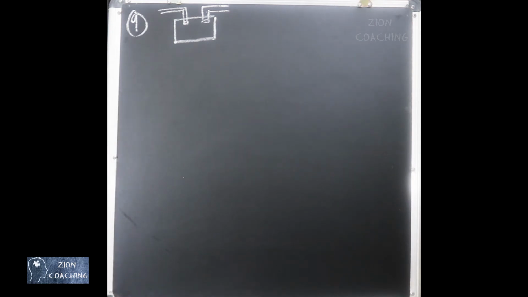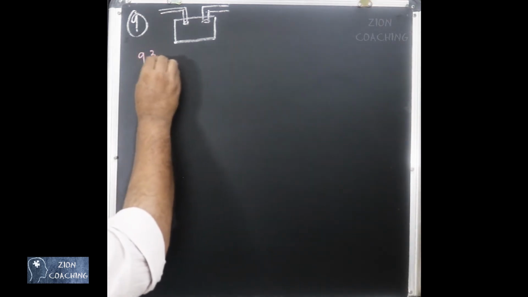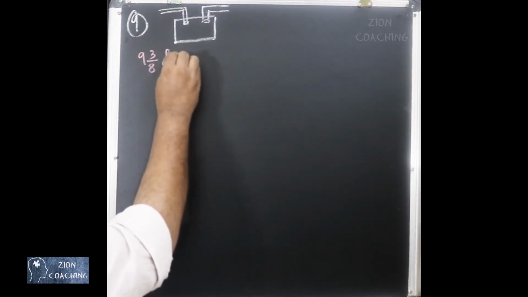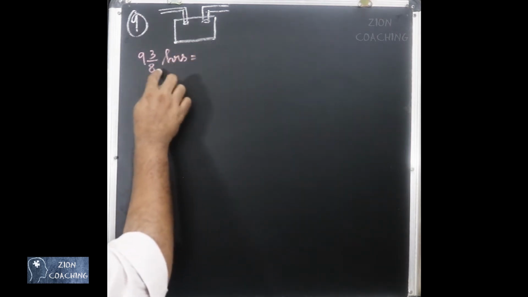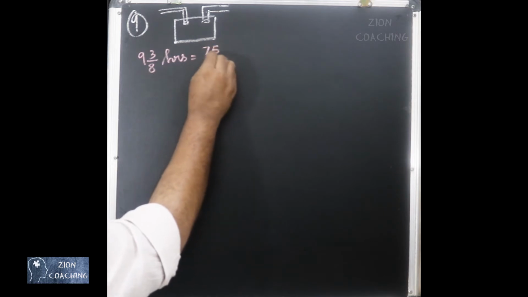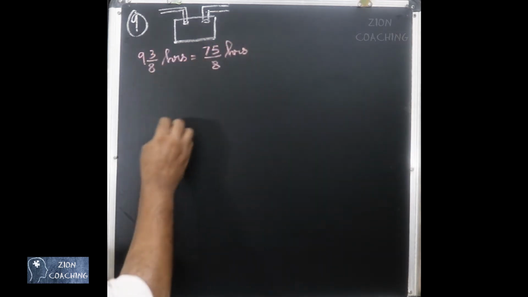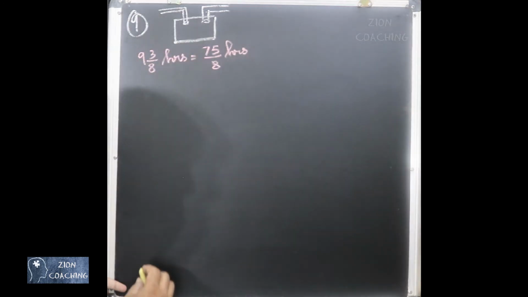Now, these two water taps together can fill the tank in 9 3 by 8 hours. They have given 9 3 by 8 hours, which is nothing but, when you make it improper, 8 9s are 72 plus 3, it is 75 by 8 hours. That is when they are filling the tank together.